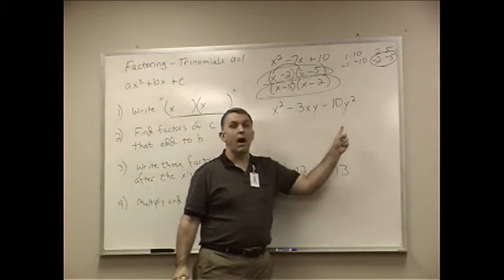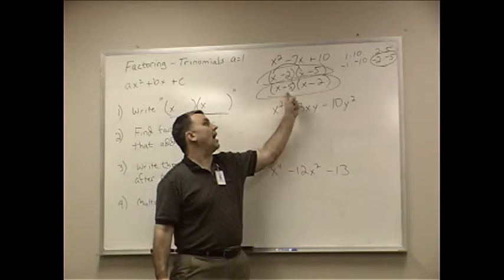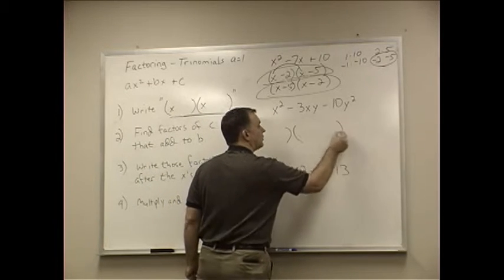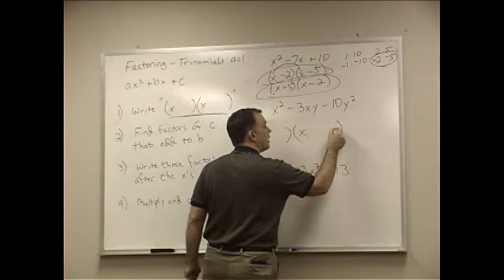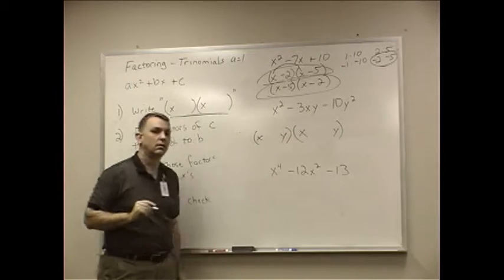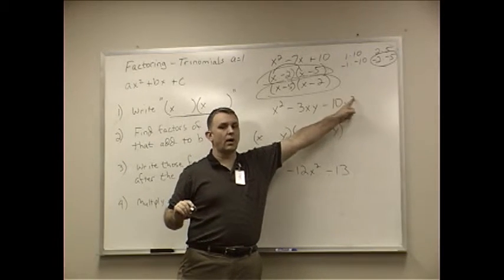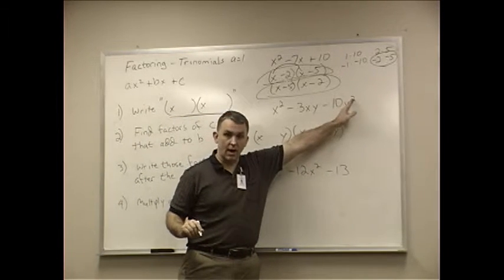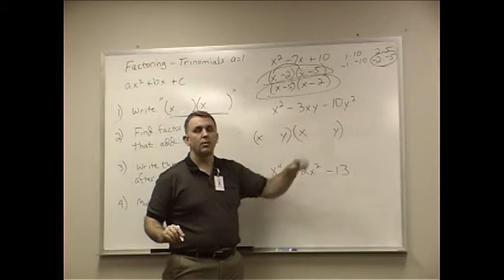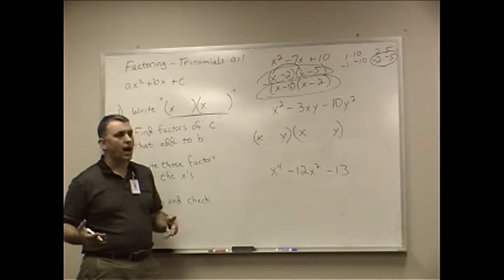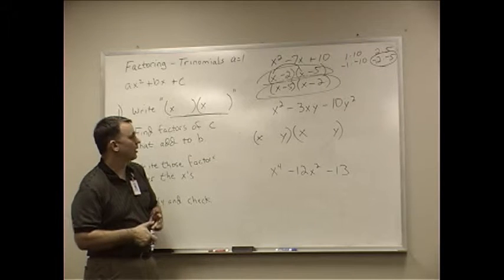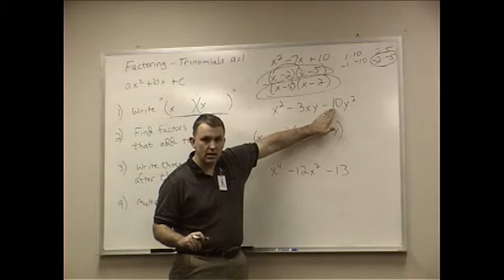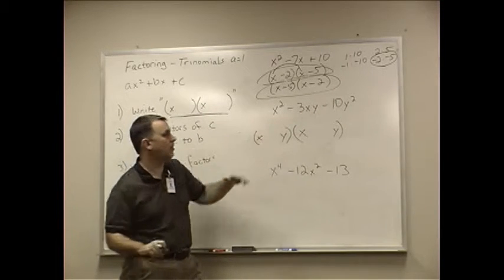Well, if you need to get a y squared, you're just going to add a y onto your last term. So in this case, I'm going to go x and x, and y and y. I need to get a y squared on my last term. Well, y is in that position, so we'll get the y squared there. And you'll see pretty quick that the xy will appear in the middle term. You'll see it when we check it. Alright, so I need factors of negative 10 that add to negative 3.